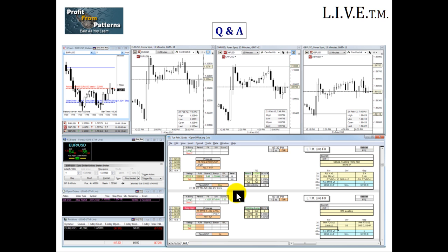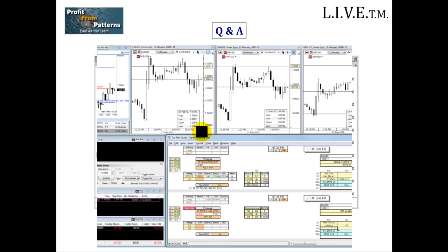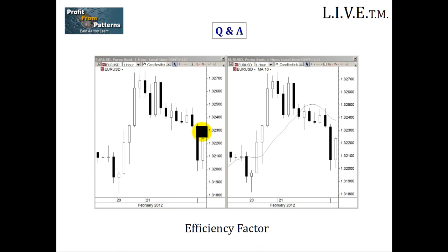Okay, now moving along to the next part. The question was, during the week, what am I talking about in relation to an efficiency factor? Well, it actually comes from an article that I wrote for the Australian Technical Analysts Association back in the early 2000s, and it's an idea that I've worked with for, I guess, the last 20 odd years. The aim is to see how well your set of rules captures a given market movement.